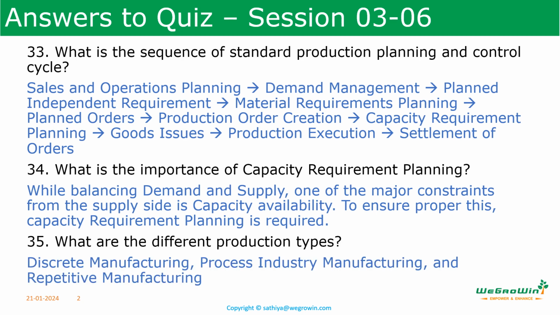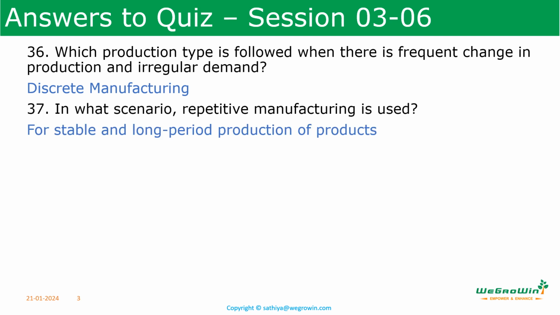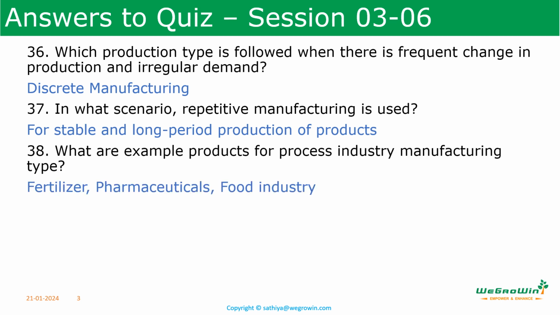What are the different production types in SAP? They are discrete manufacturing, process industry manufacturing (PI), and repetitive manufacturing (REM). Which production type is followed when there is a frequent change in production and irregular demand? Discrete manufacturing is used. In what scenario is repetitive manufacturing used? For stable and long period production of products. What are the examples of process industry manufacturing? Like fertilizer, pharmaceutical, food industry.